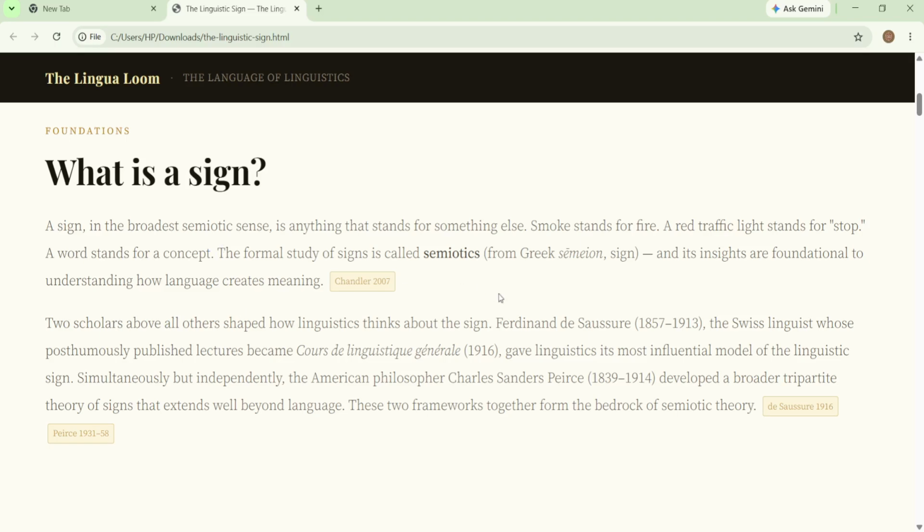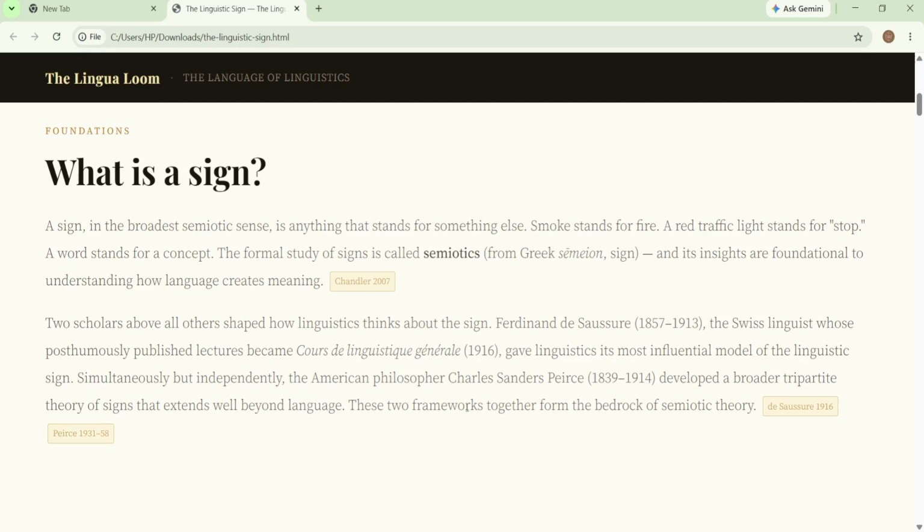The formal study of signs is called semiotics, from the Greek semeion, which means sign, and its insights are the foundation of understanding how language creates meaning. Two scholars above all others shaped how linguistics thinks of the sign. The first one is Ferdinand de Saussure, a Swiss linguist whose posthumously published lectures became Course in General Linguistics in 1916 and gave linguistics its most influential model of the linguistic sign.